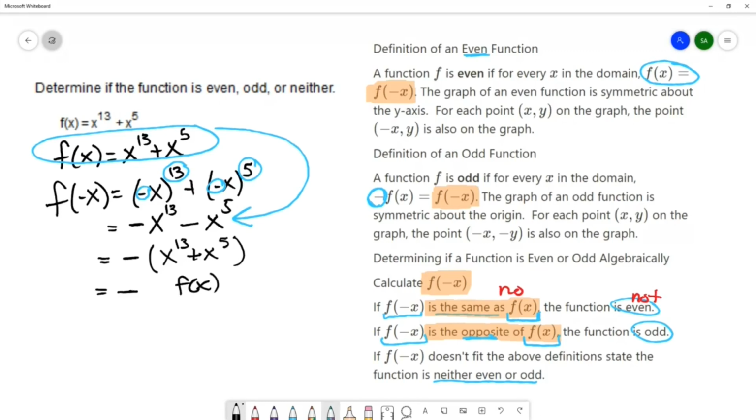And so it does fit the pattern of the opposite of f of x, and so it is an odd function. It does fit that pattern, and we can say that f of x equals x to the 13th plus x to the 5th is an odd function.